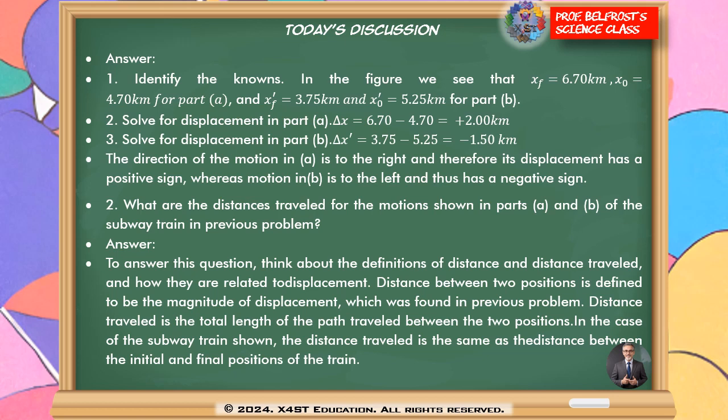Number two: what are the distances traveled for the motion shown in parts A and B of the subway train previously? You need to distinguish these two first. Distance between two positions is the magnitude of displacement. We have found this before, but distance traveled is different. It is the total length of the path traveled between the two positions. In the case of the subway train, the distance traveled is the same as the distance between the initial and final position of the train.